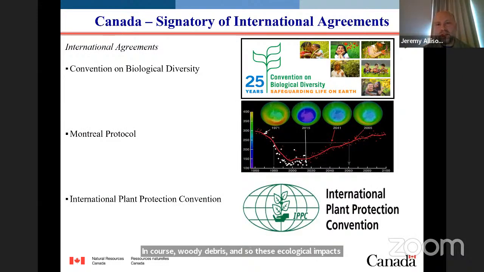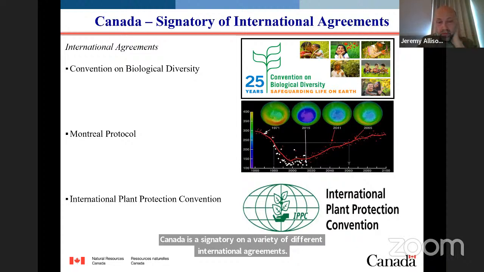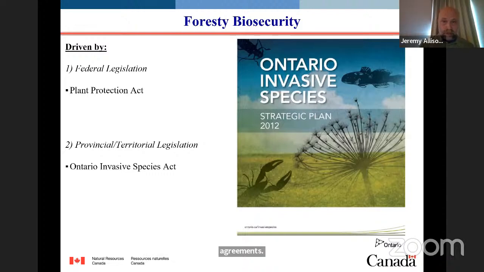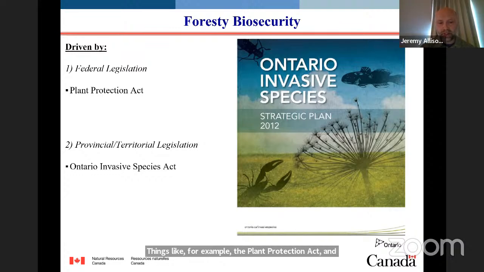So Canada is a signatory on a variety of different international agreements. Some of them are shown here. And those ecological impacts have consequences for our ability to meet our obligations as signatories on those agreements. So we have forest biosecurity being governed by both federal legislation, things like, for example, the Plant Protection Act, and certainly there are other acts involved, but as well by provincial and territorial legislation. So Ontario has the Ontario Invasive Species Act.